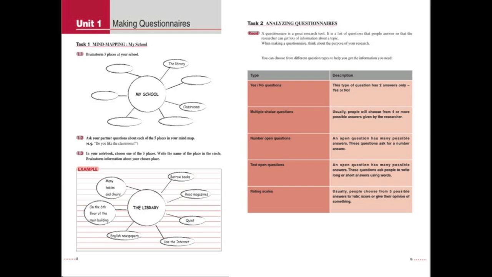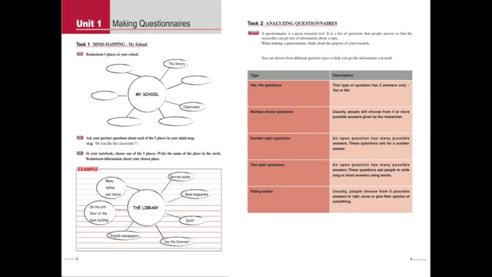Okay, so let me give you a walkthrough of Unit 1. And by the way, this unit is available as a sample unit download on the Macmillan website. So Task 1, students mind map their school. They're asked to brainstorm places at their school.